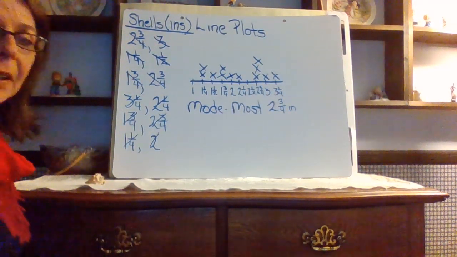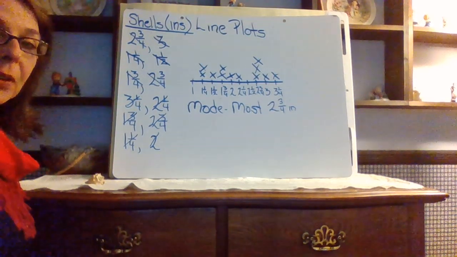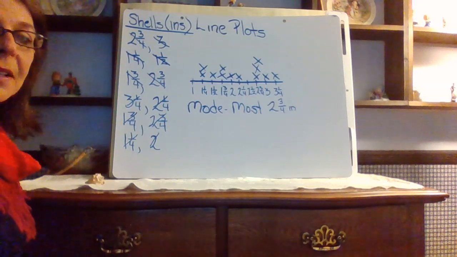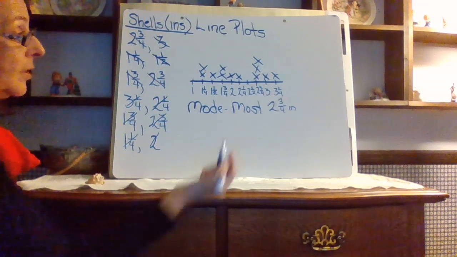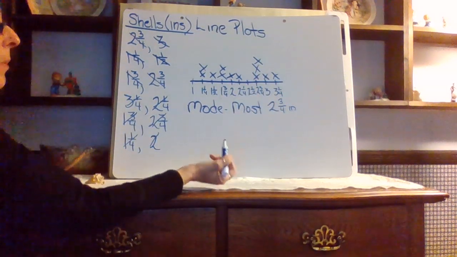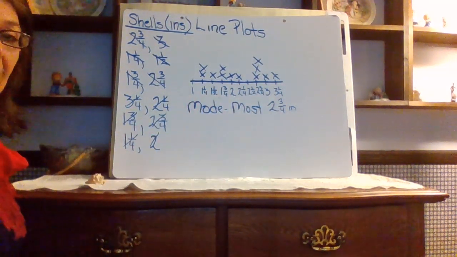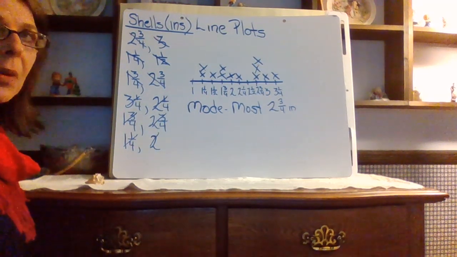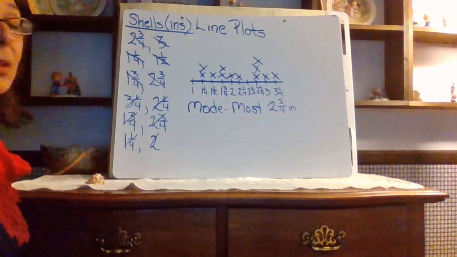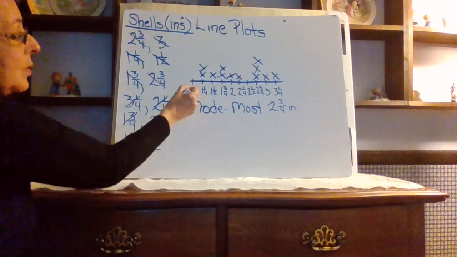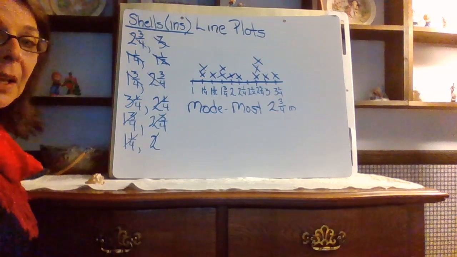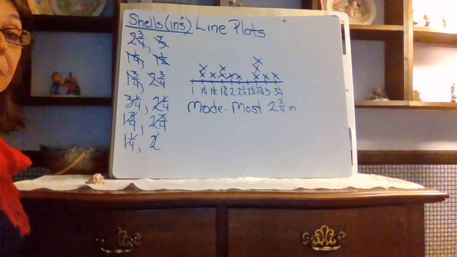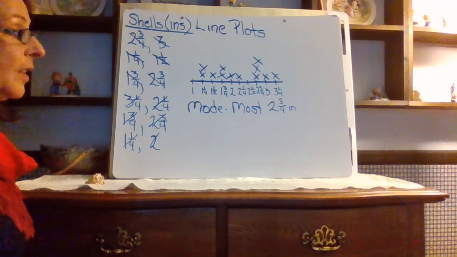That's my mode. Now, another thing I can easily calculate is the range of my data. So the range of the data is the longest shell minus the shortest shell. Now, I started my number line at 1, but notice I don't have any data at 1. So this is another misconception that students have. They want to use the lowest number on the number line. But in reality, the lowest data point on my line plot is 1¼ inches.